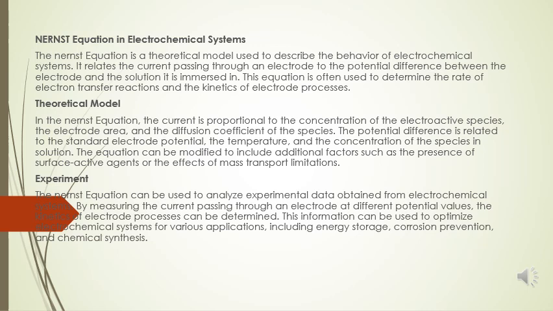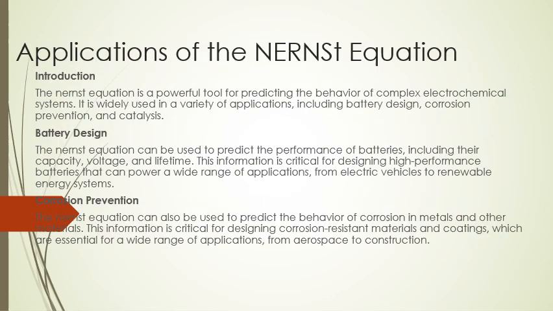of mass transport limitations. The Nernst equation can be used to analyze experimental data obtained from an electrochemical system by measuring the current passing through an electrode at different potential values. The kinetics of electrode processes can be determined. This information can be used to optimize electrochemical systems for various applications, including energy storage, corrosion prevention, and chemical synthesis.